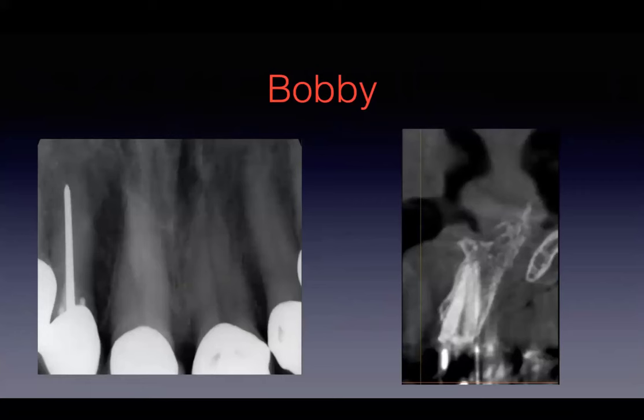So here we have Bobby. Here's a pre-op of 8, a healthy 7-year-old lady. She had fractured her tooth 8 right down the gingival margin. It simply wasn't restorable. So after reviewing the CT scan and listening to the patient's concern, we decided to use a socket shield technique here to minimize loss and recession of the hard and soft facial tissue.